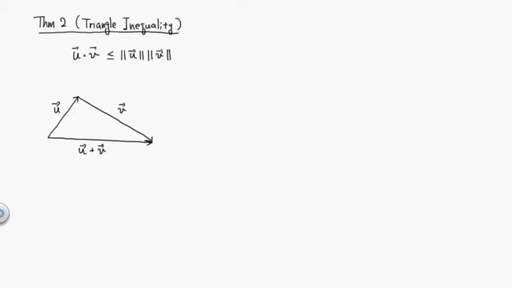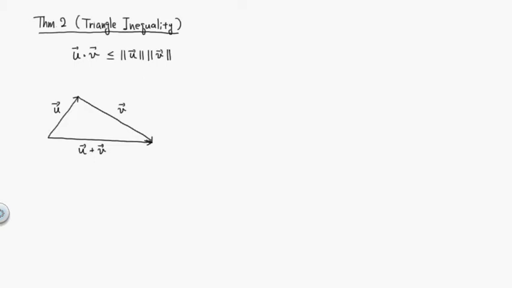All right, let's look at Theorem 2, Triangle Inequality in vector form. It says that vector u dot vector v is less than or equal to the norm of vector u times the norm of vector v. It is kind of hard to see that this is the triangle inequality, so let's look at a picture.